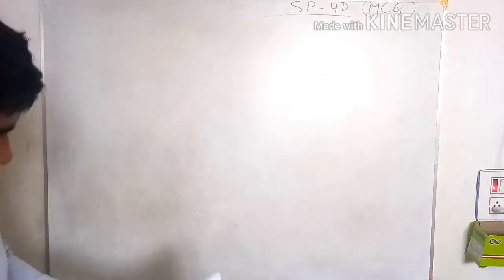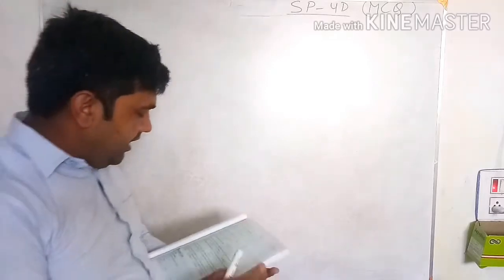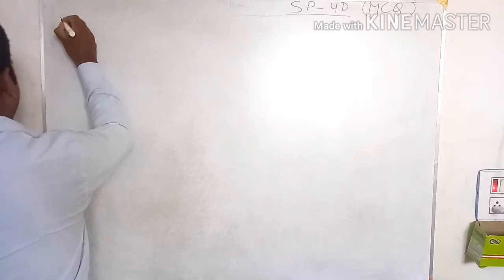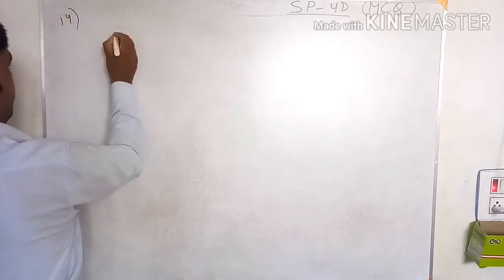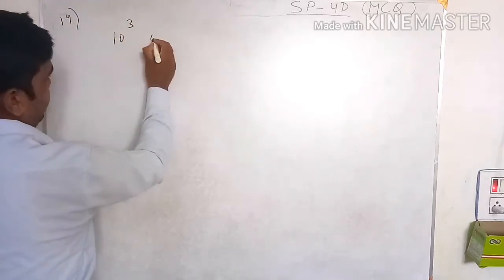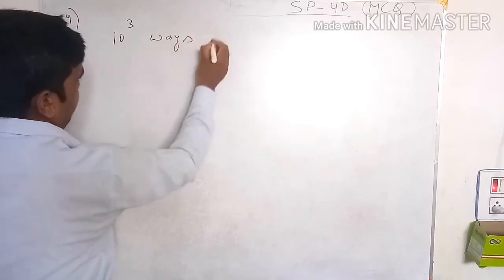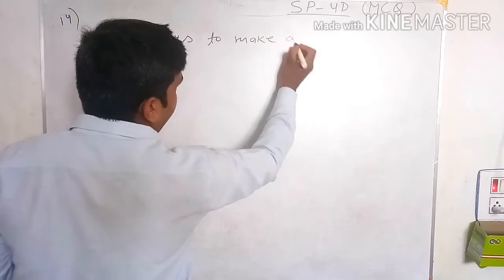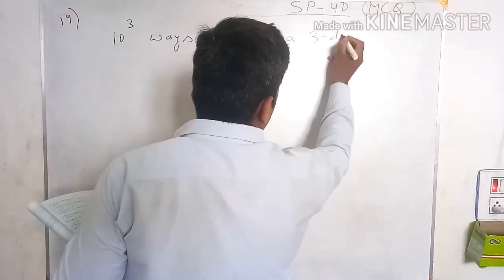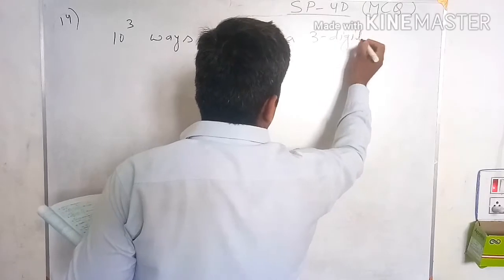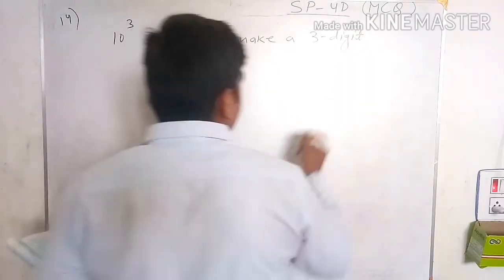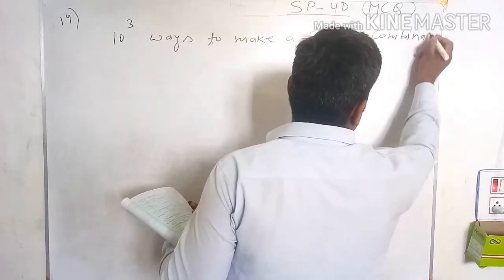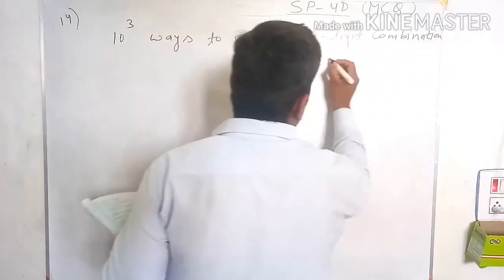So question number 14: there are 10 to the power 3 ways to make a 3-digit combination number.